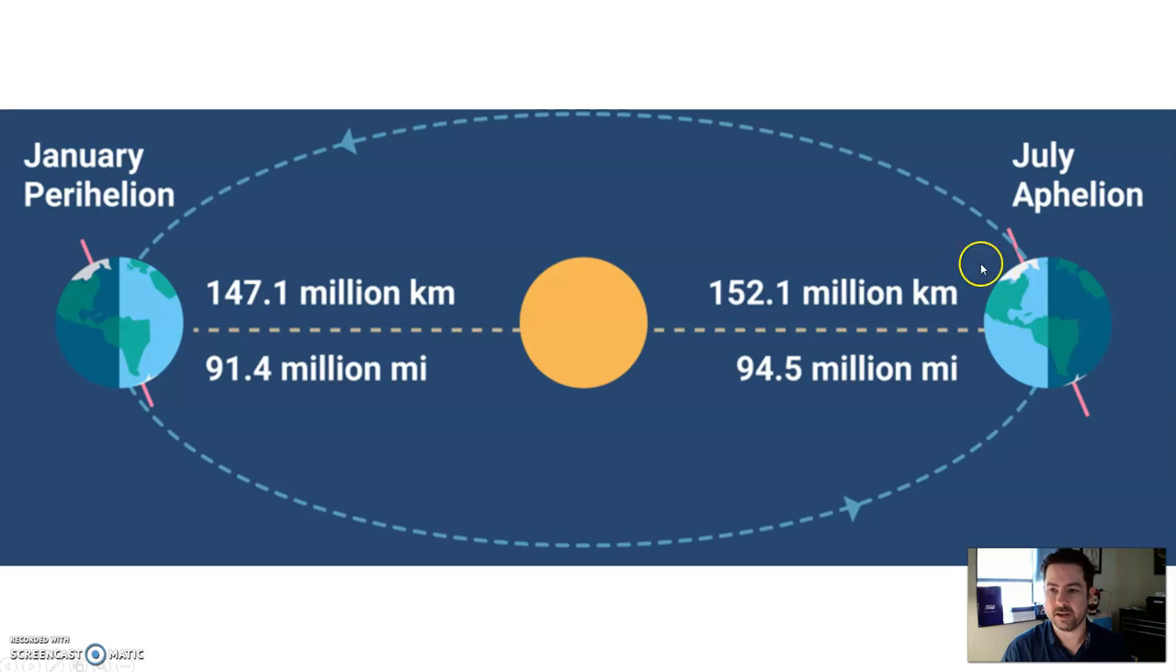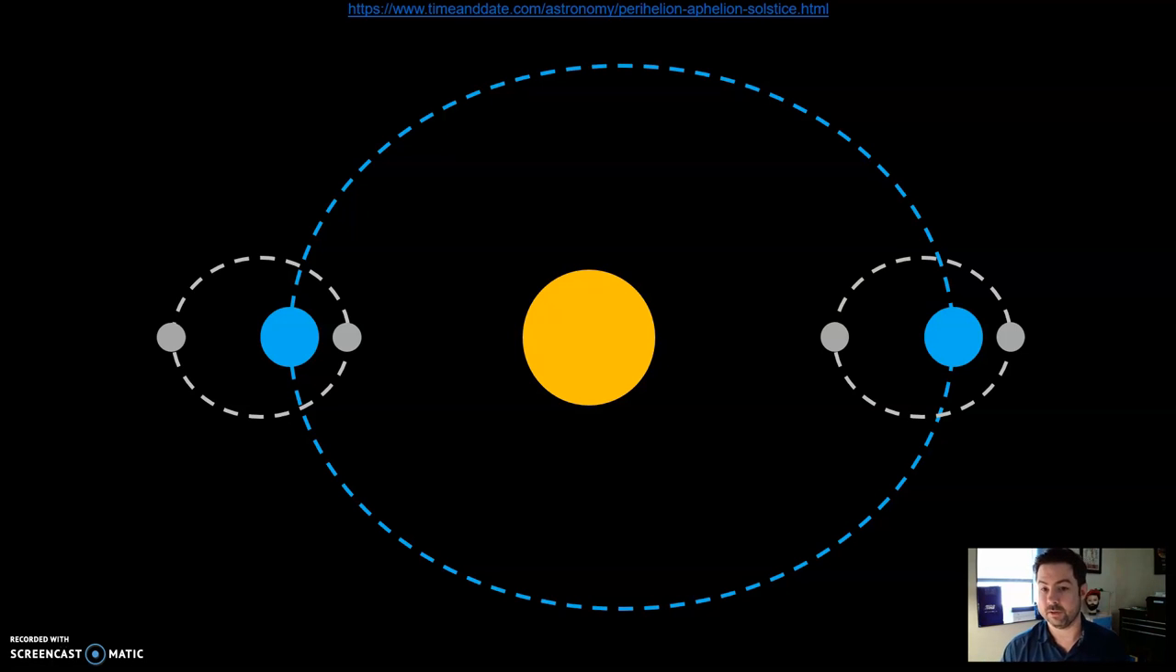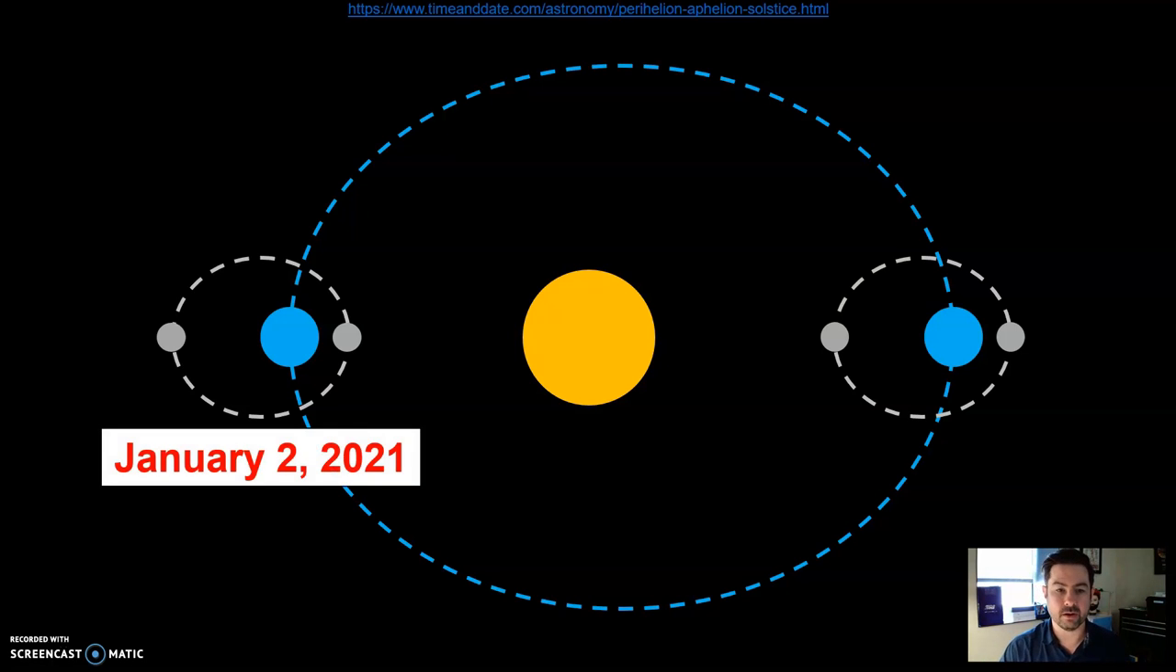So perihelion or aphelion. So not only is the Earth closer or further away from the sun, the moon is also further or closer away from the Earth. So in January of 2021, this was kind of the setup. The Earth was closer, perihelion, and depending on which side of the Earth you're on, you're either seeing a new moon, which was in perigee, or a full moon in apogee.